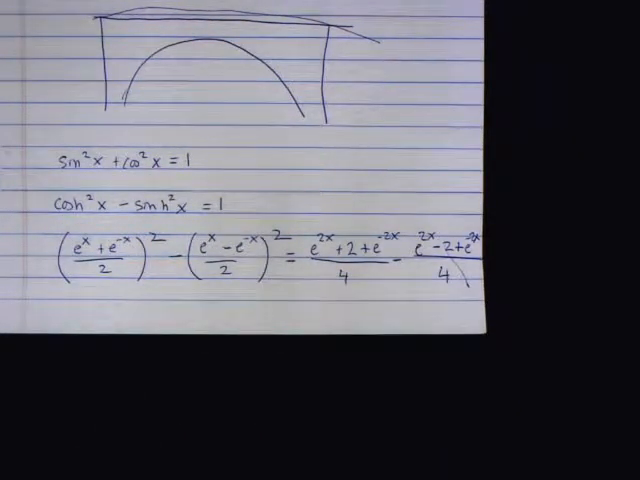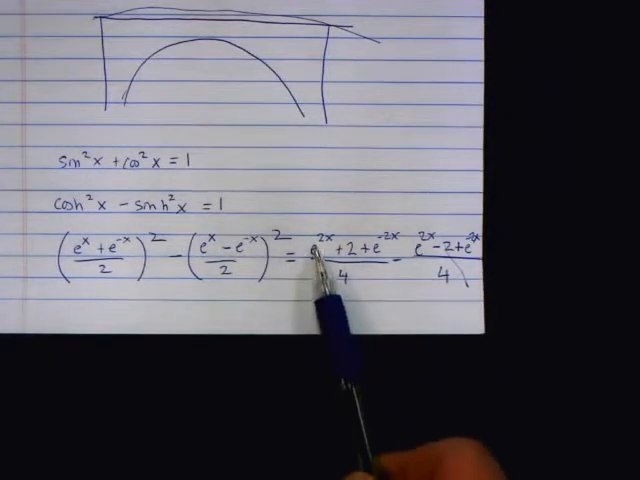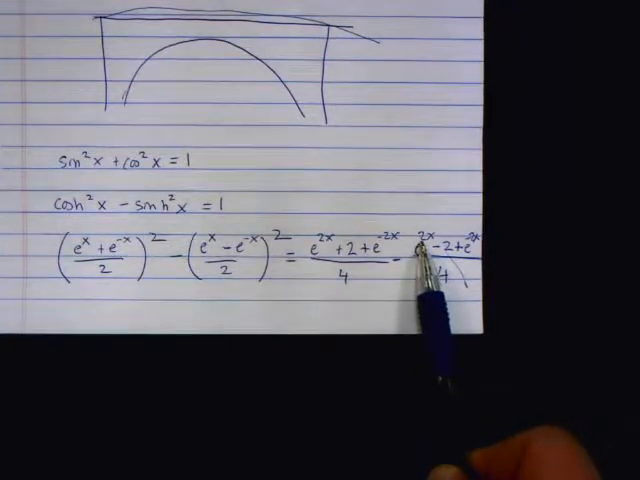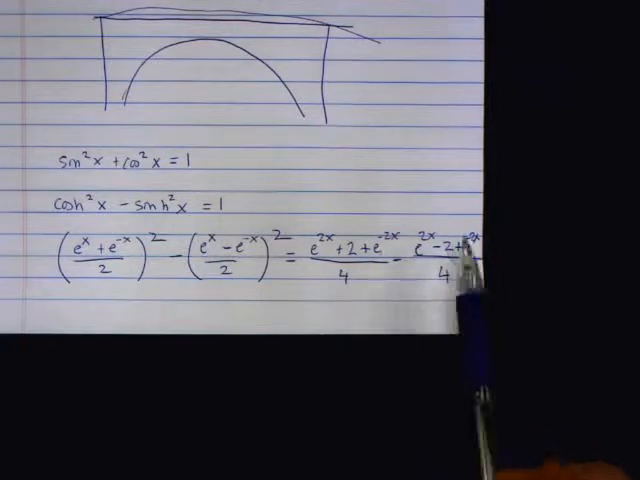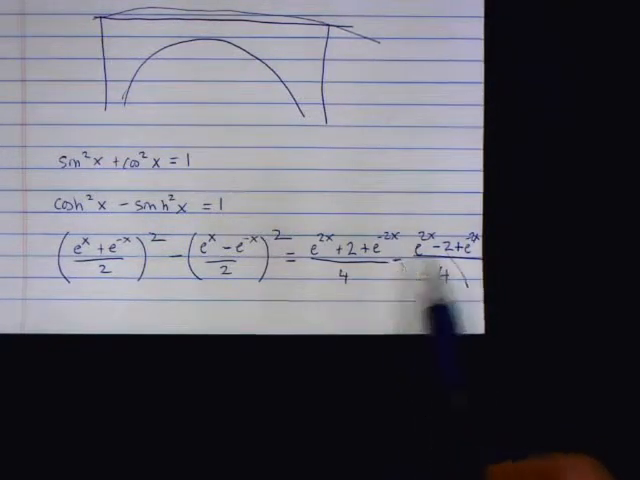Now, look what happens. The denominators are the same, so we can go ahead and add the numerators. What's e to the 2x minus e to the 2x? 0. Those cancel out. What's 2 minus negative 2? 4. And what's e to the negative 2x minus e to the negative 2x? 0. You end up with?